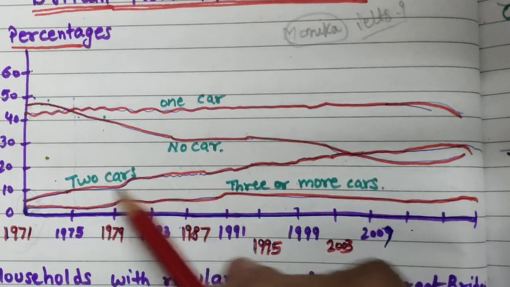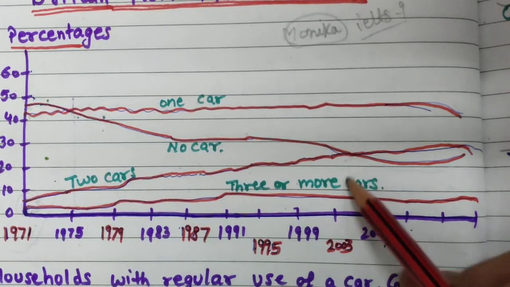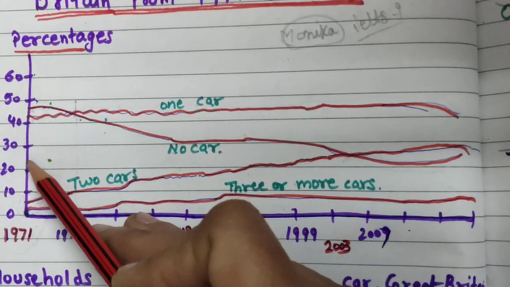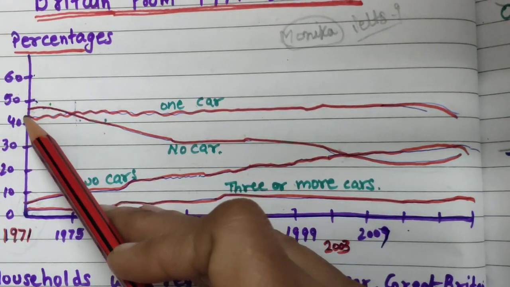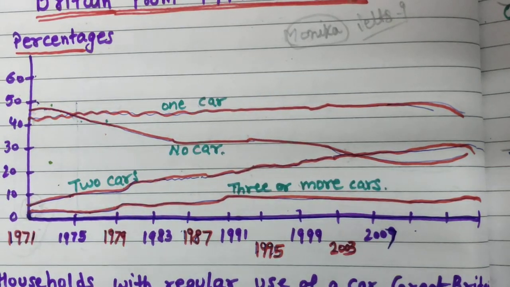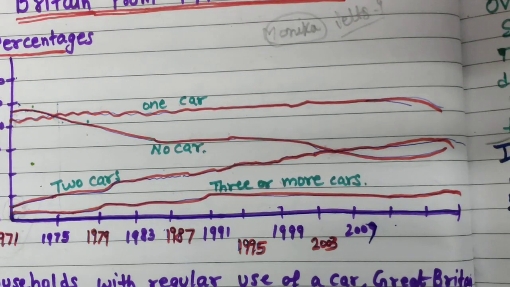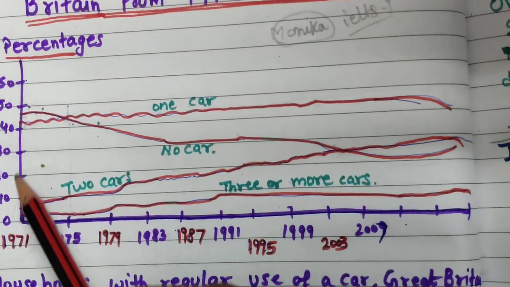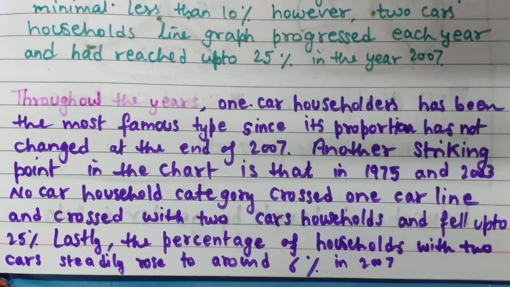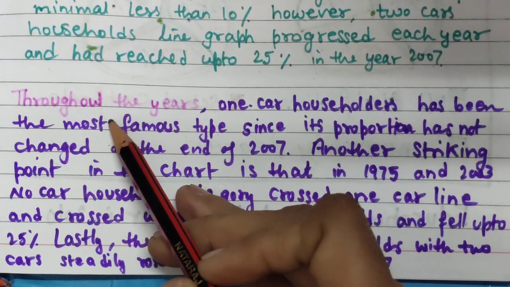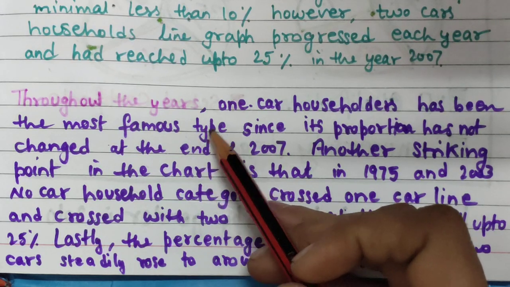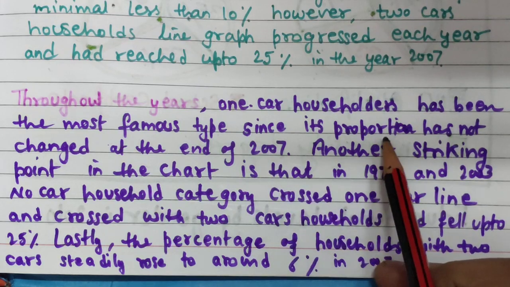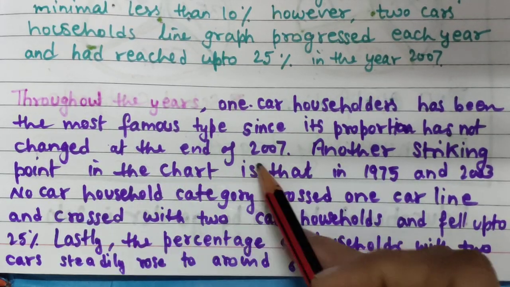Now after explaining this, this thing is left: these two cutting points. In 1975 and in 2003, they cut each other at 25% and here almost 45%. Because we are going to explain everything in detail, each and every point whatever we are discussing, we will be giving percentages and proportions also. Now you can see the last paragraph: throughout the years one car households has been the most famous type since its proportion has not changed at the end of 2000.